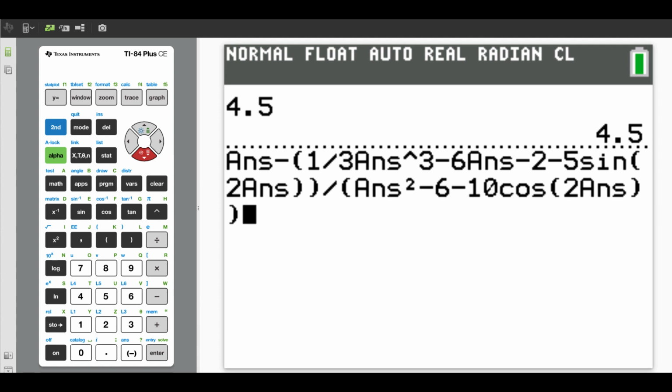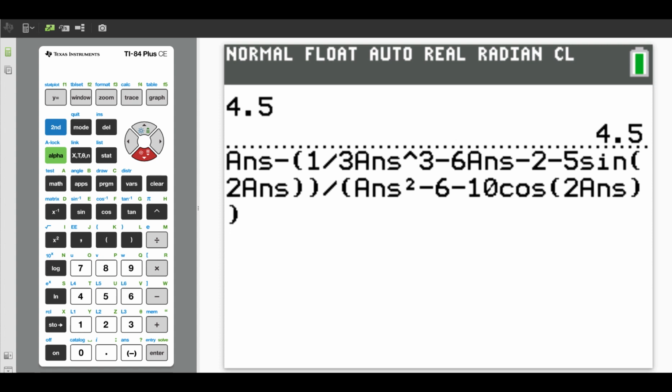I started with a 4.5. Notice I went answer minus. I've got all the parentheses. No x's, all answers. And also I'm in radians. Anytime you mix trig and non-trig together, as I'm doing here, you got to be in radians. In fact, you'll be in radians 100% of the time in AP Calculus. So if you're in degrees, you got to switch out.